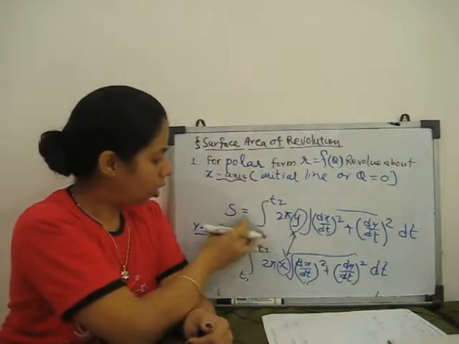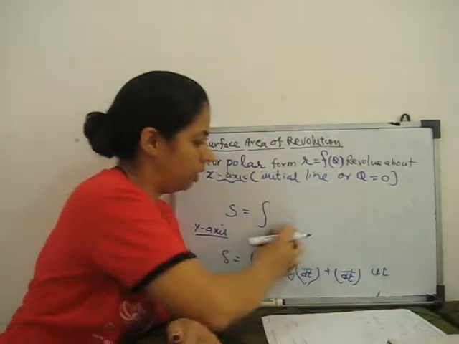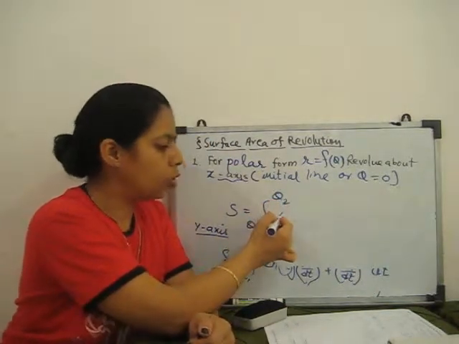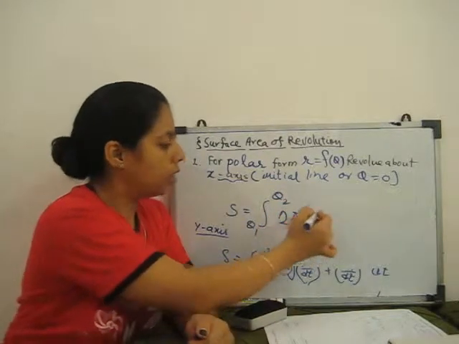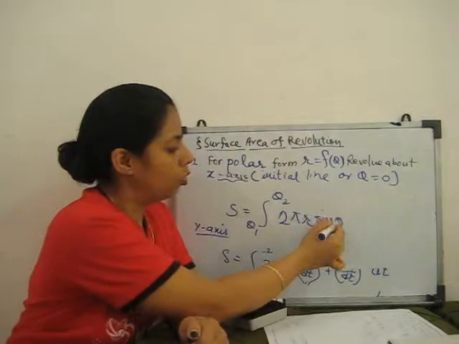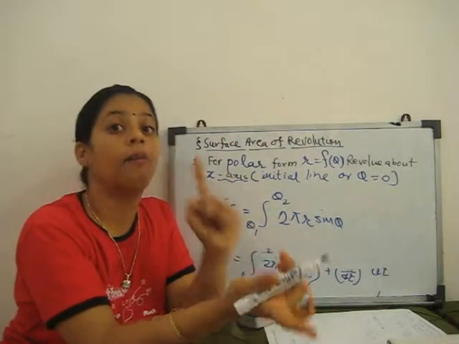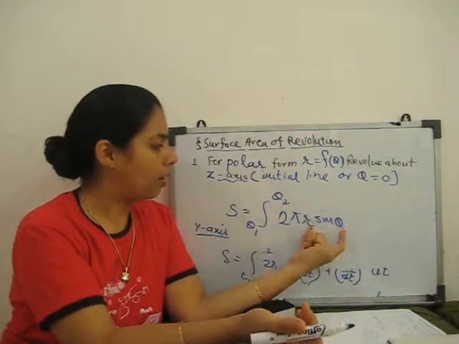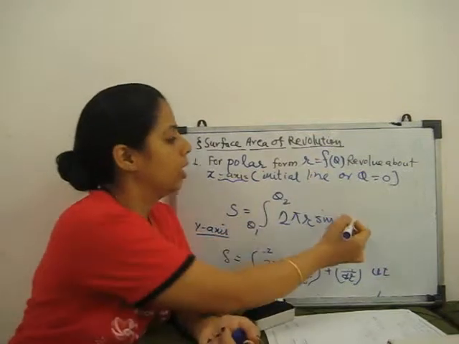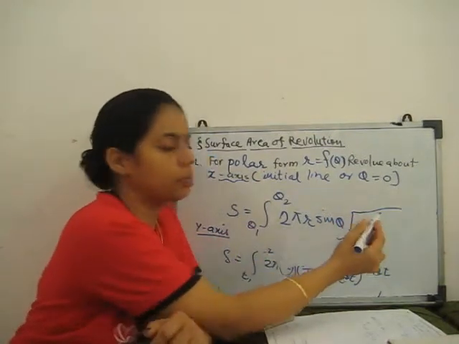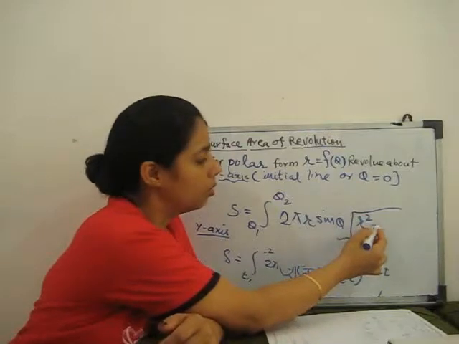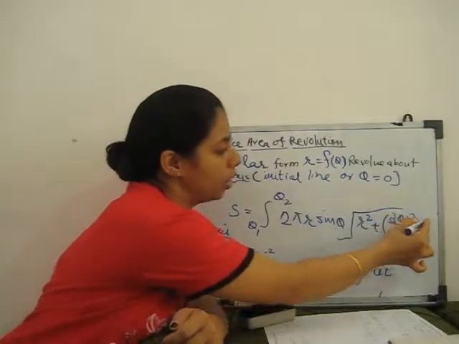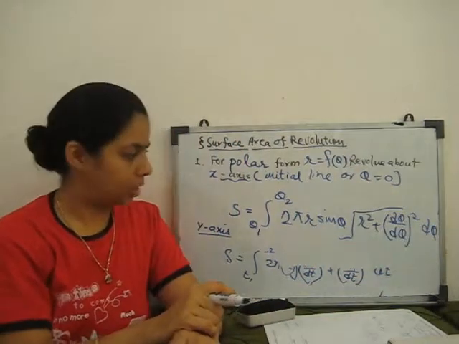So the surface area of revolution is given by the integral with theta going from theta 1 to theta 2 of 2 pi r sin theta. You know x is equal to r cos theta, y is equal to r sin theta. So for the initial line, 2 pi y is 2 pi r sin theta, and then our ds/d theta is the square root of r squared plus (dr/d theta) whole squared, integrated with respect to theta.